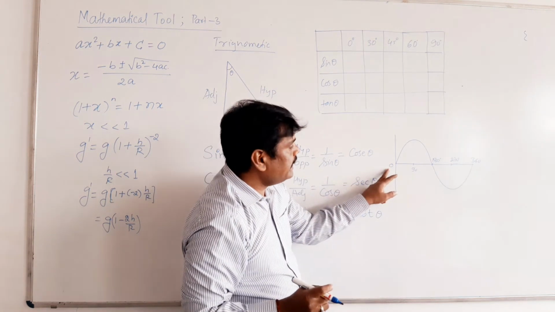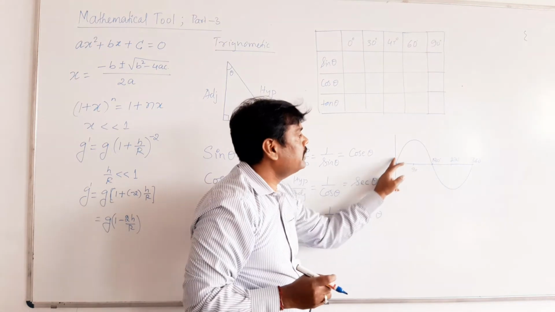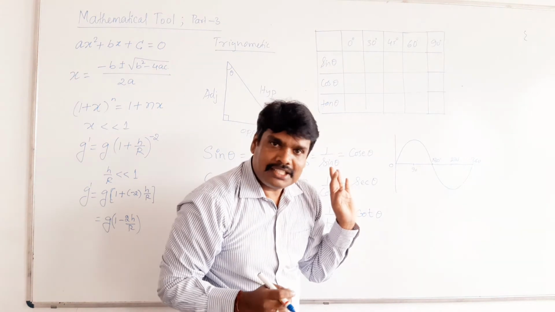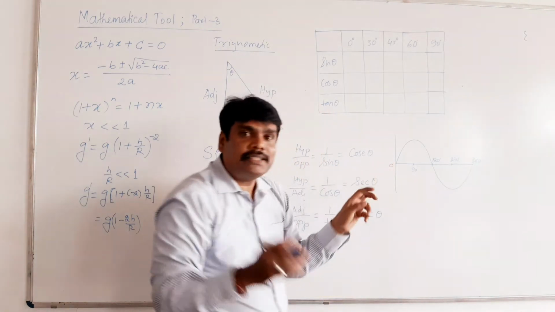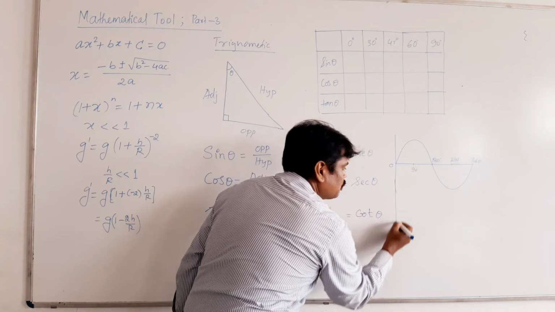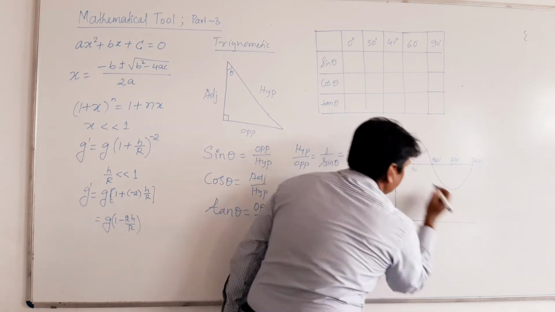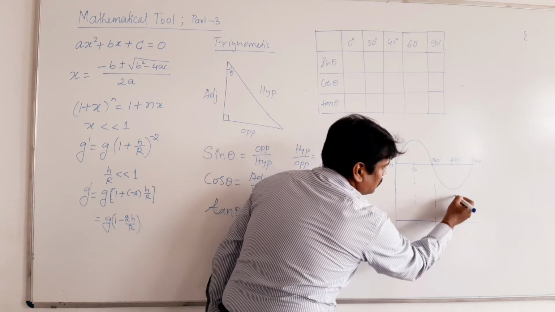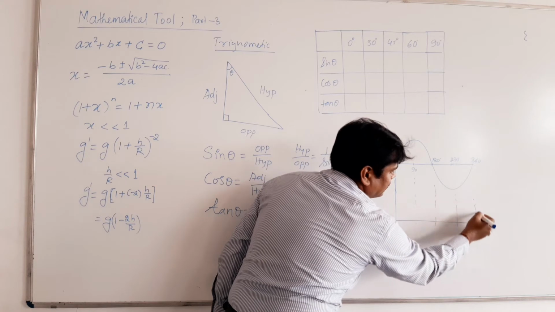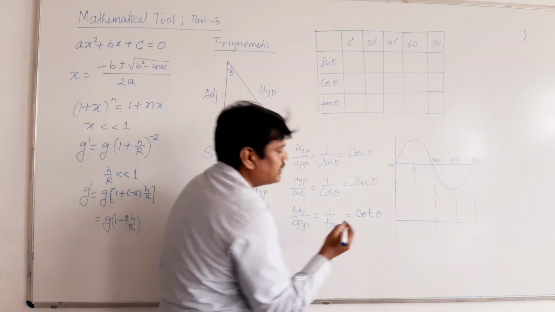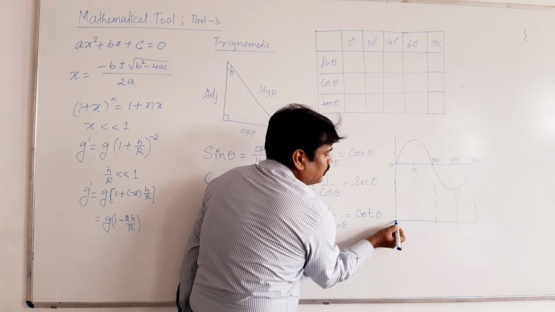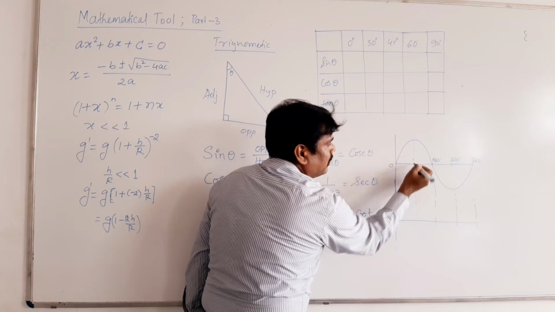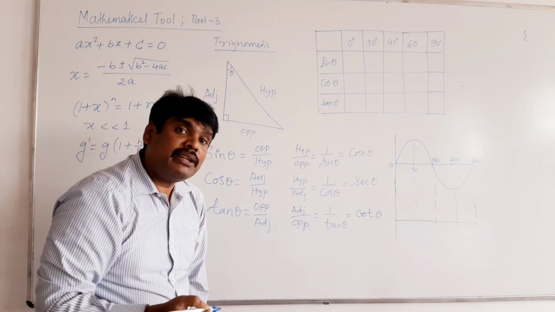From 0 to 90 degree the sine function increases. But from 0 to 90 degree the cos function decreases, because the cos wave should be written like this. So this is 90 degree, this is 180 degree, this one is 270 degree and this one is 360 degree. Then how to write the cos wave? The sine wave starts from 0 and increases from 0 to 90 degree, but the cos wave decreases from 0 to 90 degree.